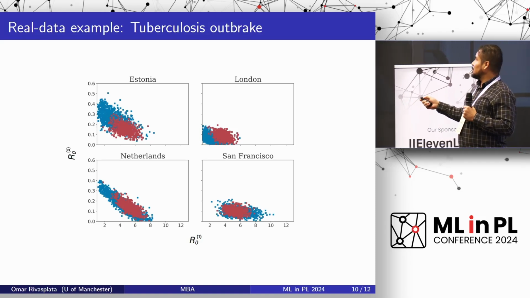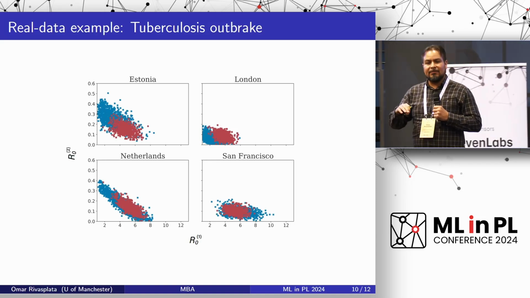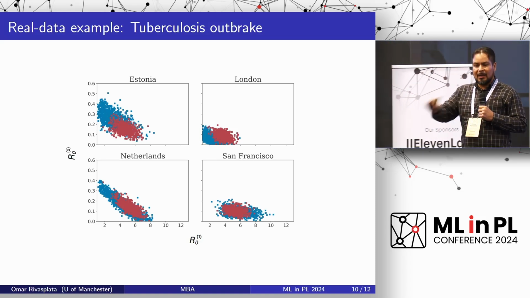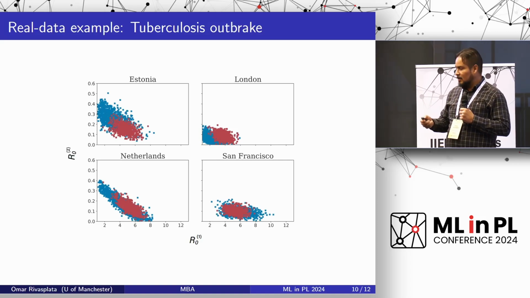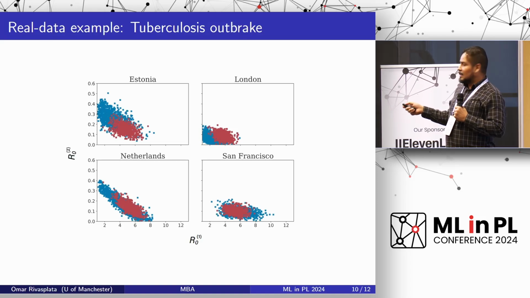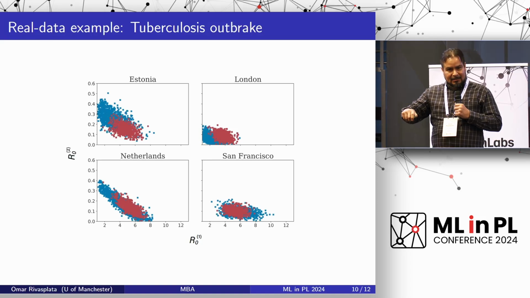There are different locations: Estonia, London, Netherlands, San Francisco. They all targeted the same kind of effect. And they all have their own data set, and they all have their own procedures that were used in order to come out with a posterior distribution. The posterior distribution is the cloud of blue points here. That's the posterior distribution that was fed to the meta-analysis.